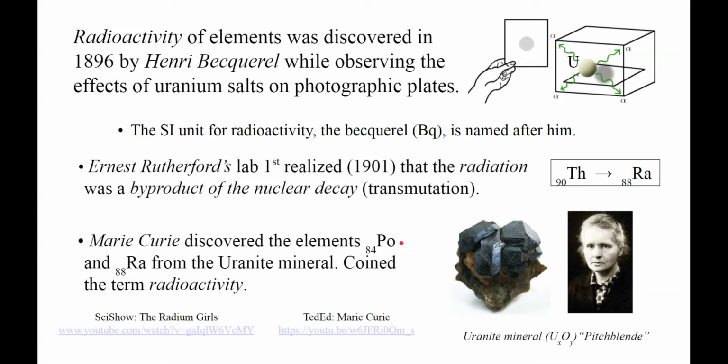Polonium she named after her home country. And she's the only female to have ever won 2 Nobel Prizes in 2 different fields. So she won a Nobel Prize in chemistry and in physics. Her big accomplishment was working out how to measure radioactivity.